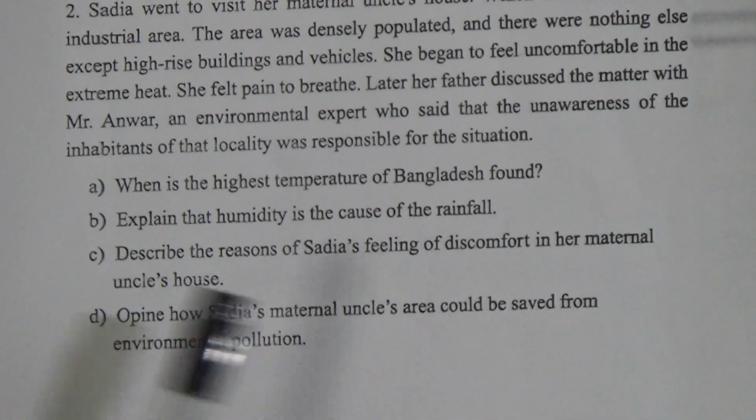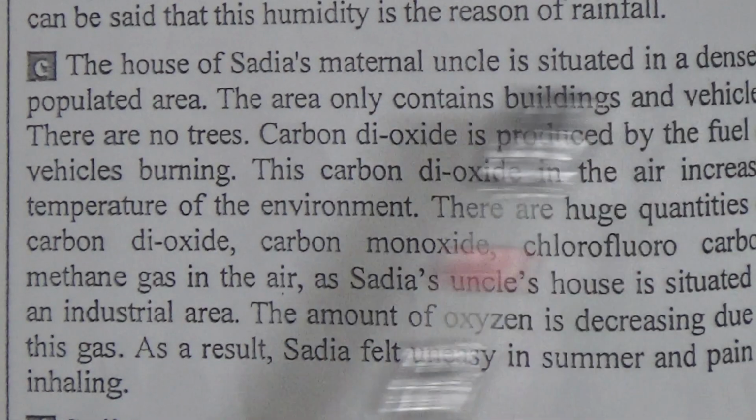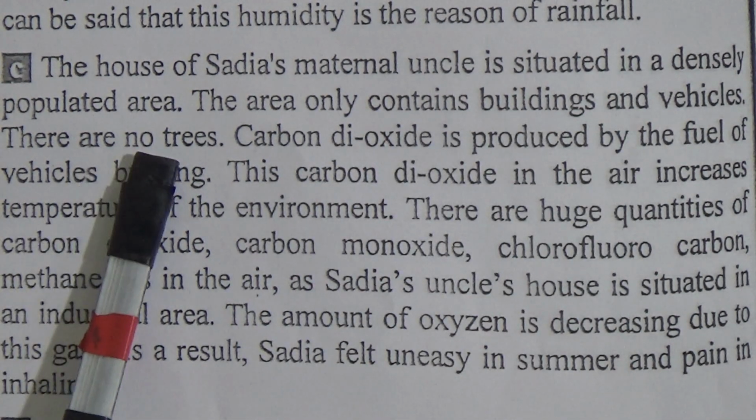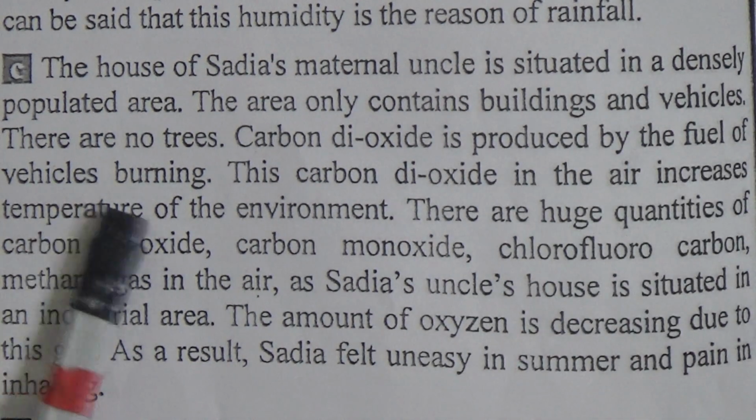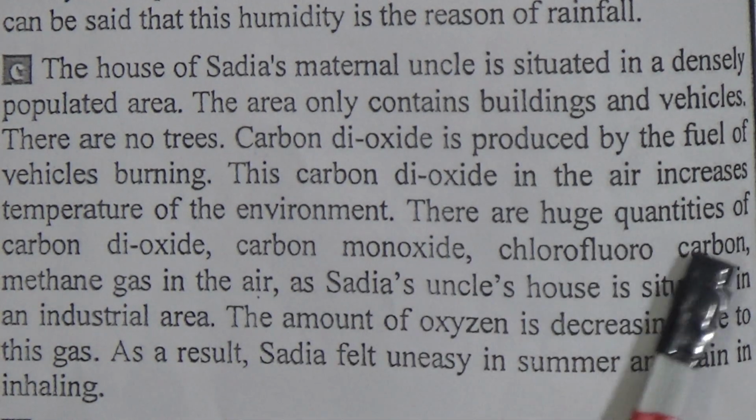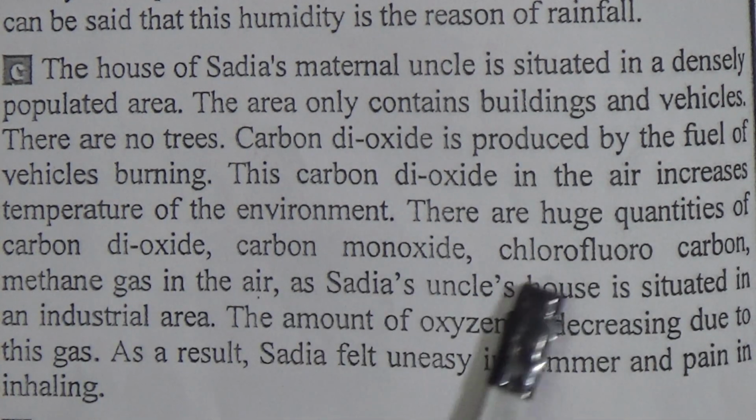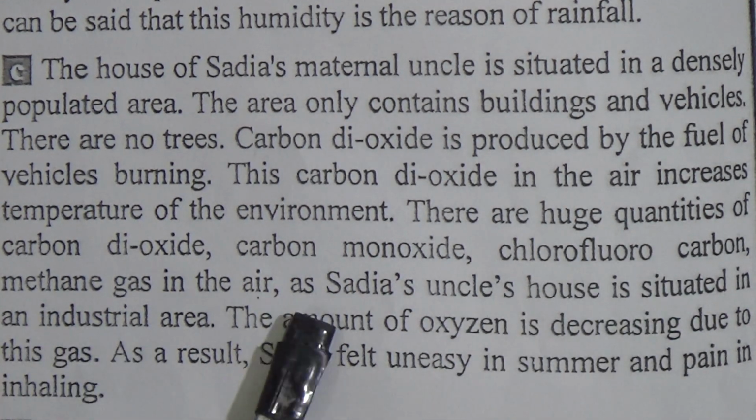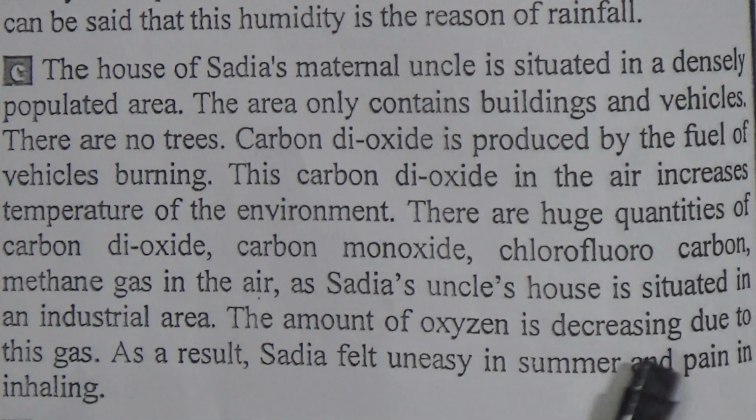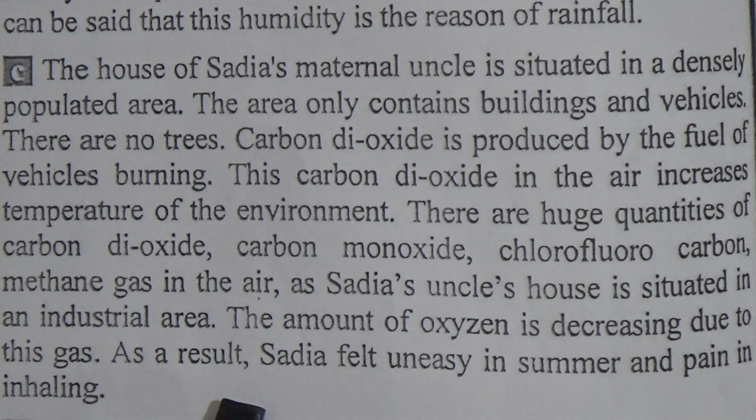Now question number C. Describe the reasons of Sadia's feeling of discomfort in her maternal uncle's house. Now look at the answer. The house of Sadia's maternal uncle is situated in a densely populated area. The area only contains buildings and vehicles. There are no trees. Carbon dioxide is produced by the burning of vehicle fuel. This carbon dioxide in the air increases the temperature of the environment. There are huge quantities of carbon dioxide, carbon monoxide, chlorofluorocarbon and methane gas in the air. As Sadia's uncle's house is situated in an industrial area, the amount of ozone is decreasing due to these gases. As a result, Sadia felt uneasy in the summer and faint.